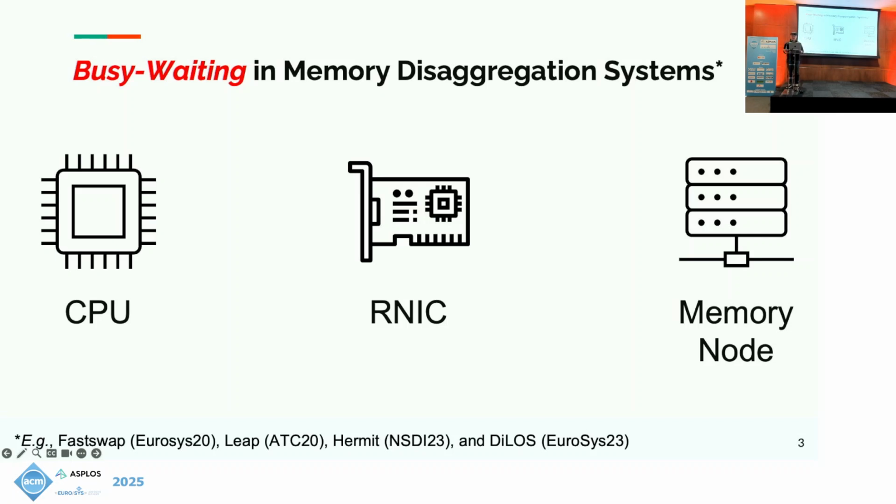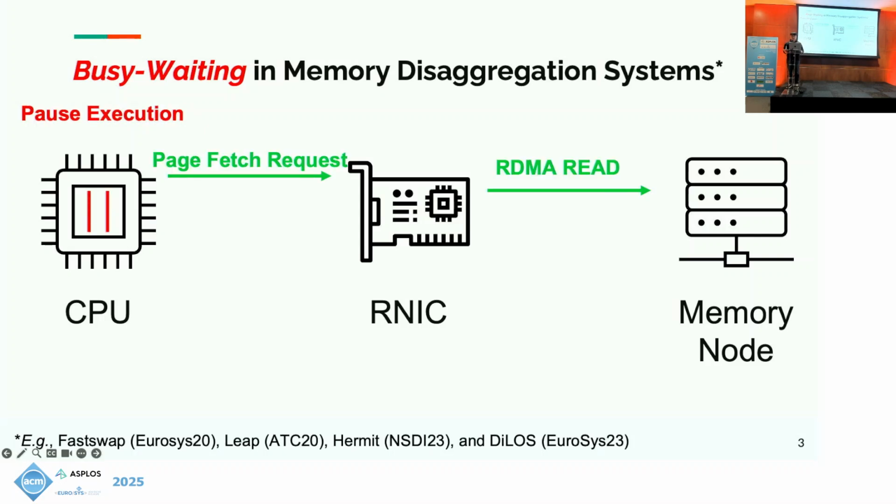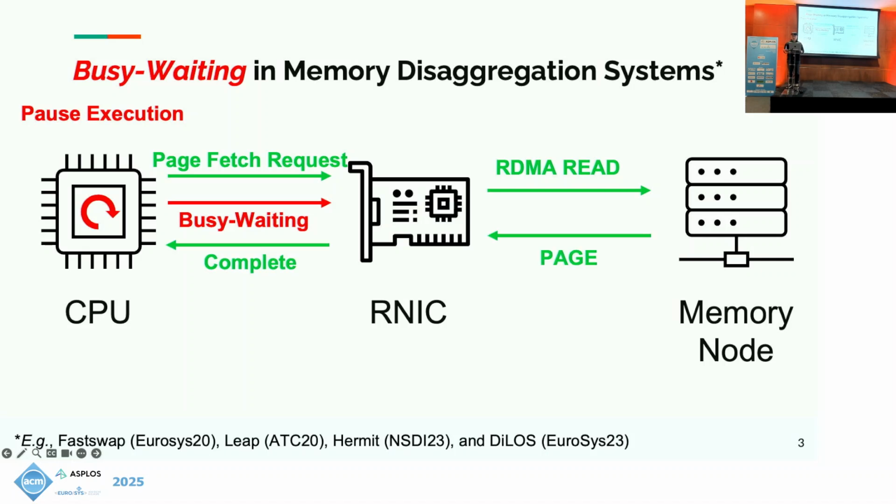And on the right side, there is a memory node. During execution of an application, the CPU may access remote memory. When the application accesses remote memory, the page fault occurs, and the CPU pauses execution. Then the page fault handler issues a page fetch request to the RNIC. Once the RNIC issues an RDMA request to the memory node, and until the page is fetched, the CPU busy waits for the completion of the page fetch request. When the request completes, the application execution resumes.